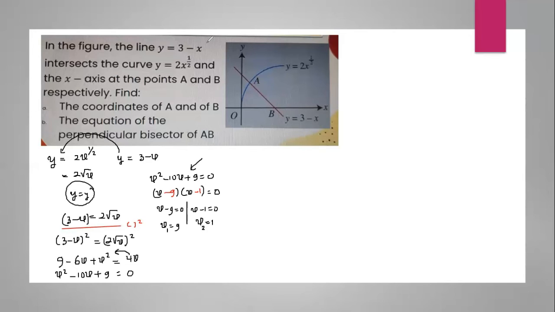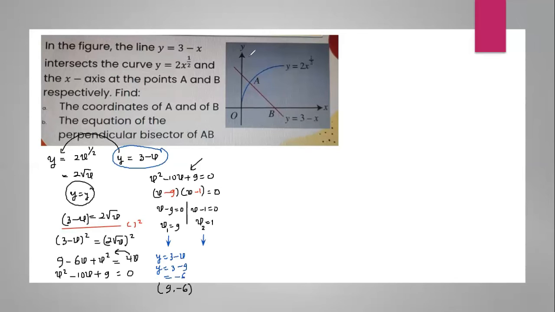Okay, as usual, you have to find y, the pair. Which equation are we going to use? Better this one, the simplest one. So y equals 3 minus x, by inserting x equals 9. So y equals 3 minus 9, we got minus 6. So the coordinate is 9 comma minus 6.